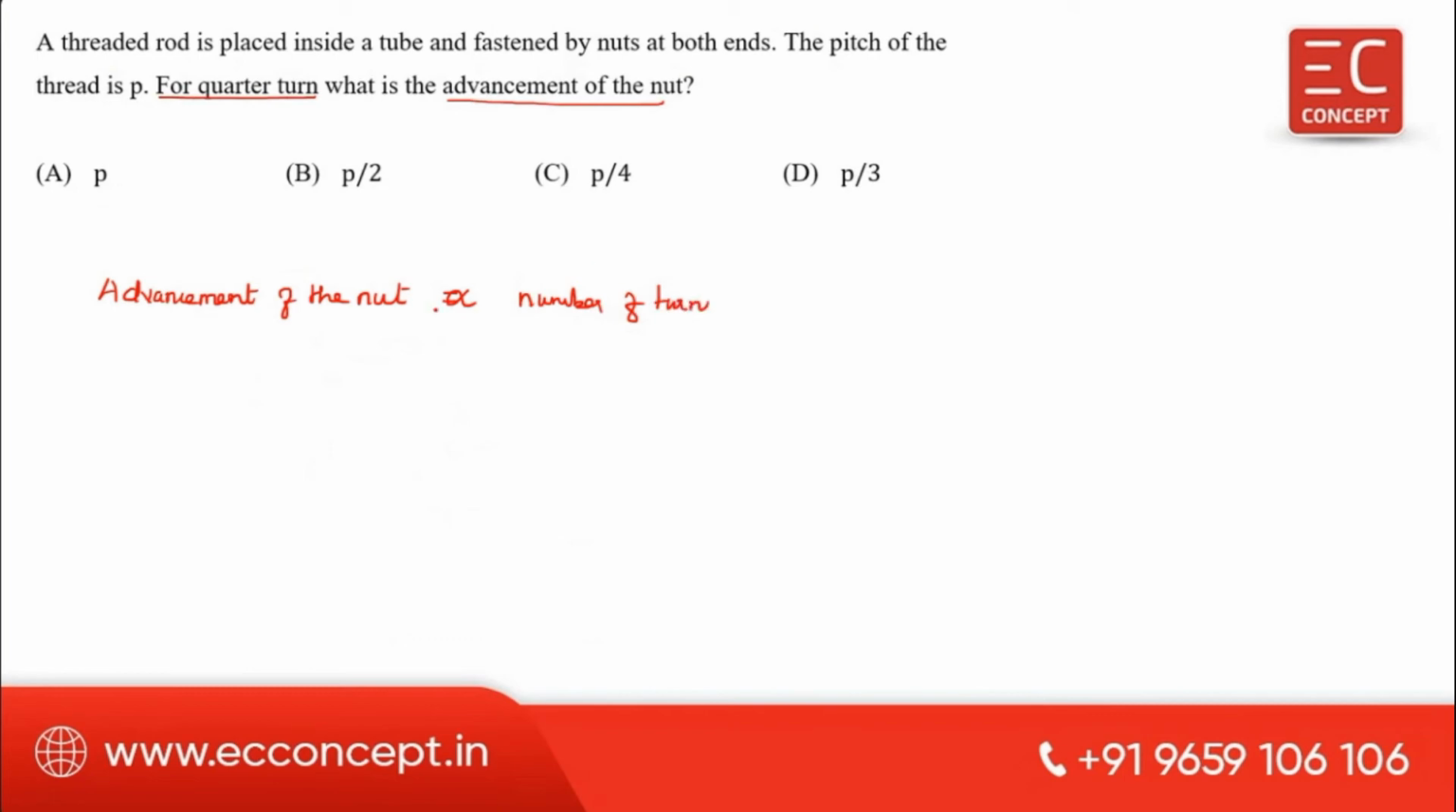While changing this to a direct proportion, you have to put the pitch, which is the constant, into the number of turns. Here P by, what is the number of turns here? Quarter, one by fourth only, not even a single turn, one by fourth. Therefore the advancement is C. Okay.